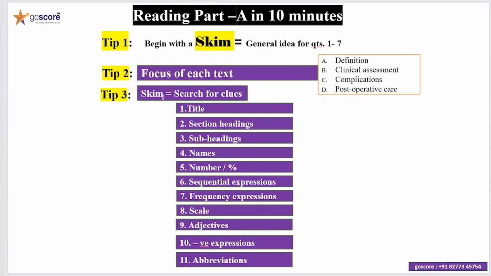Tip number 3: as I told you, you have to skim, so you have to search for clues. What clues? First is the title. Definitely a title will be there, for example fractures, back pain, COPD or some disease condition. Then the section headings, subheadings, and names, meaning the name of a body part or a disease. Then numbers or percentages, sequential expressions, frequency expressions, scale, adjectives, negative expressions, and abbreviations. Focus on all these when you are skimming the text.